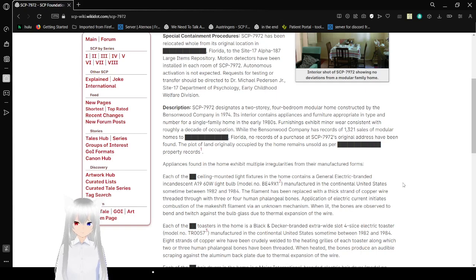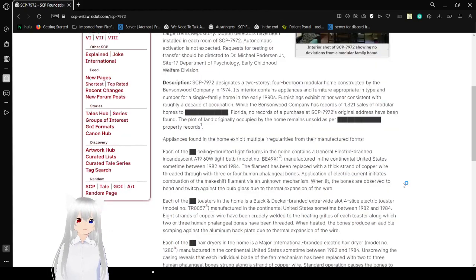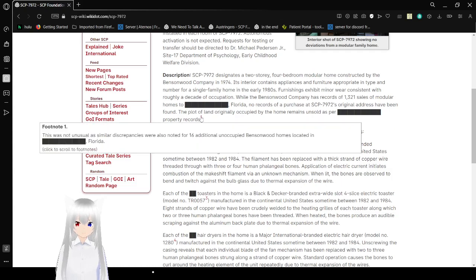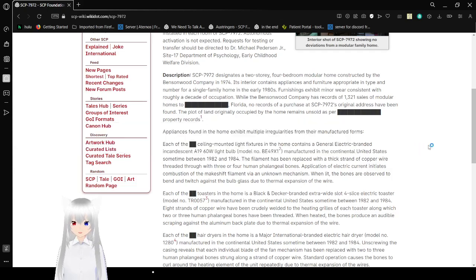Description: SCP-7972 designates a two-story, four-bedroom modular home constructed by the Benson Wood Company in 1974. Its interior contains appliances and furniture of appropriate type and number for a single-family home in the early 1980s. Furnishings exhibit minor wear consistent with roughly a decade of occupation. While the Benson Wood Company has records of 1,321 sales of modular homes to redacted, Florida, no record of purchase at SCP-7972's original address has been found. The plot of land originally occupied by the home remains unsold as per redacted property records. This was not unusual, as similar circumstances were also known for 16 additional unoccupied Benson Wood homes located in redacted, Florida.